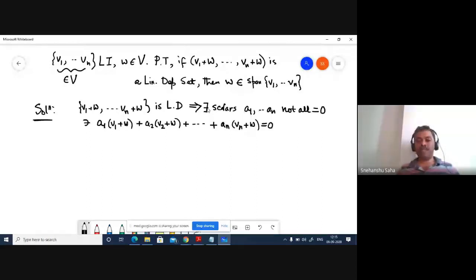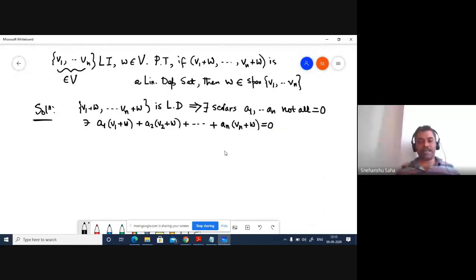If a1 through an are all 0 and this relation is also true, then this set V1 plus W, V2 plus W, all the way up to Vn plus W would be linearly independent. But it's not, because we know this particular set is linearly dependent. So if you cook up a linear combination of all of these vectors, there must be some scalars used, and at least one of those scalars has to be non-zero. Correct? Okay. Very good.